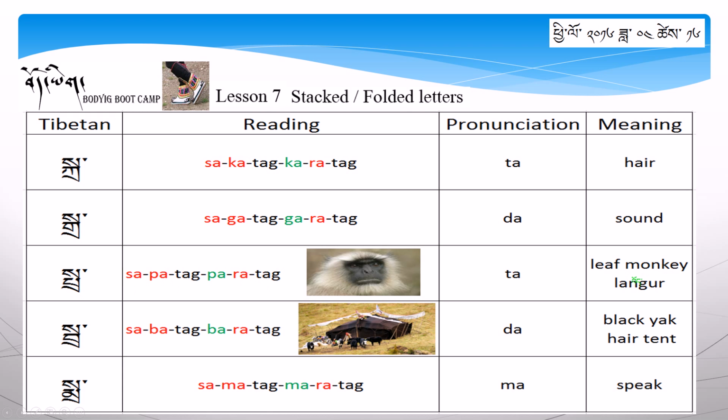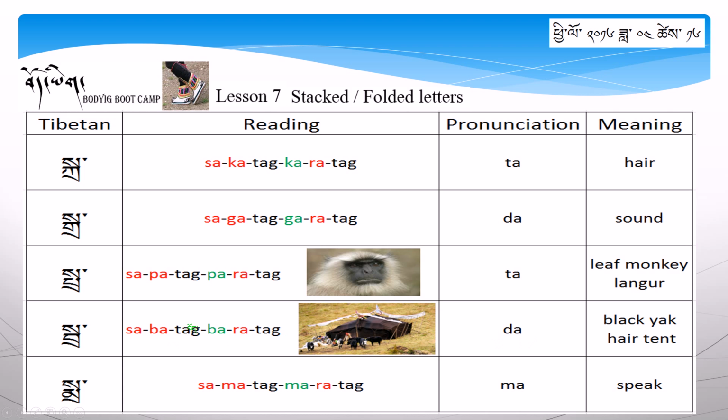Meaning leaf monkey, langur, I think we call it langur in India. And then sa, bata, barata, da. Da meaning this kind of tent, a black tent made out of yak hair. And then this is sa, bata, sa, pata, barata, da.